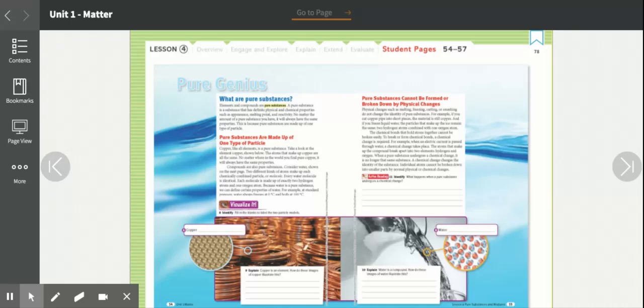Pure substances are made up of one type of particle. Copper, like all elements, is a pure substance. Take a look at the element copper shown below. The atoms that make up copper are all the same. No matter where in the world you find pure copper, it will always have the same properties.